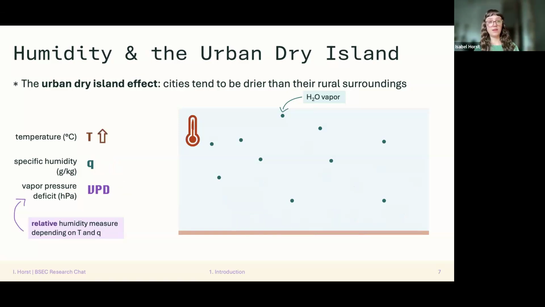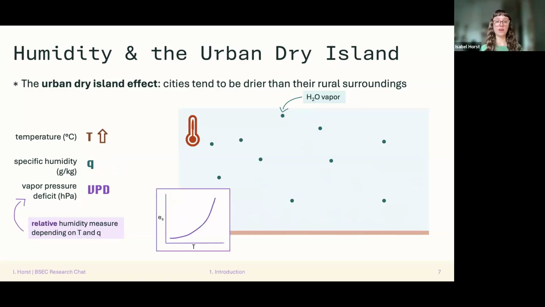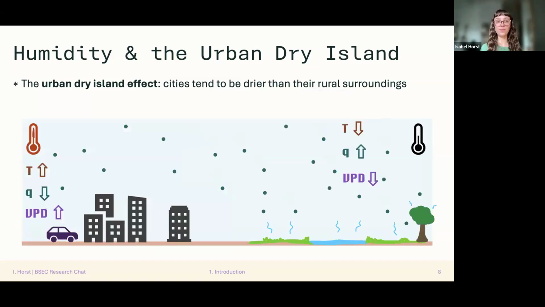Another way we could change VPD is to change the temperature. So if we increase temperature, remember that Clausius-Clapeyron relationship. With higher temperature, the saturation vapor pressure becomes higher, so warmer air can hold more water. And so if you increase the saturation vapor pressure by increasing the temperature, but you don't really add any more water to the air, so the specific humidity and vapor pressure stay the same, that means the VPD will increase and it will feel more dry.